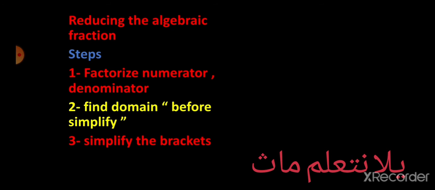Step number 1, factorize up and down. Number 2, find the domain. Number 3, simplify the brackets. Let's see an exercise. Reduce each of the following fractions. N of x equals x power 2 minus 1 over x power 2 minus 5x plus 4.